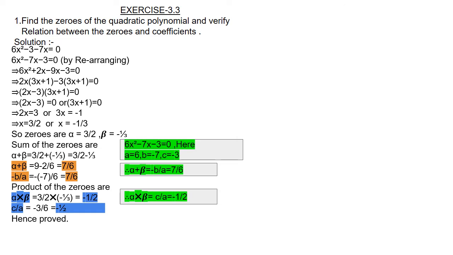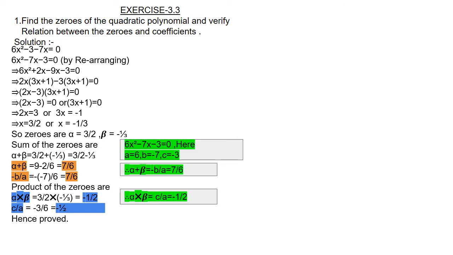Now we have to verify the relation between the zeros and coefficients. What are the zeros? Alpha is equal to 3 by 2 is one zero, beta is equal to minus 1 by 3 is the other zero. If we sum them, alpha plus beta is equal to 3 by 2 plus minus 1 by 3, that is 3 by 2 minus 1 by 3. When we cross multiply, we will get 3 threes are 9 minus 2 ones are 2, 9 minus 2 by 6, that is equal to 7 by 6.